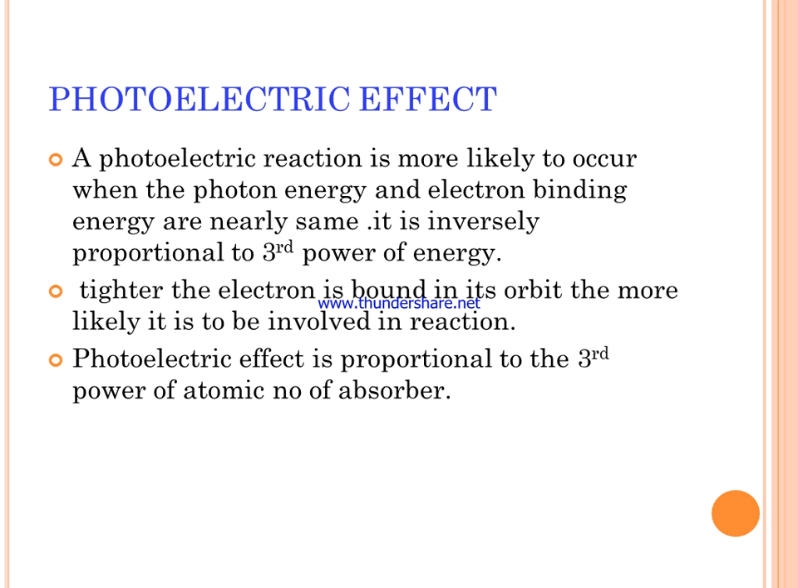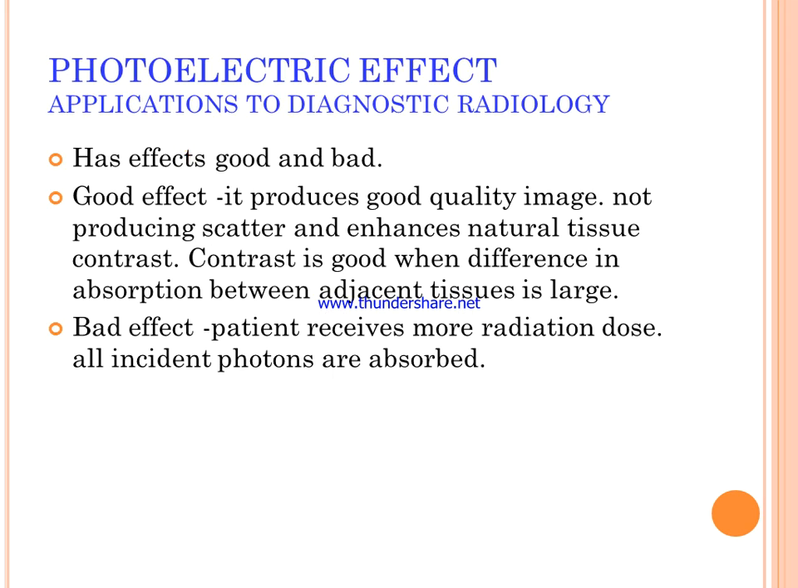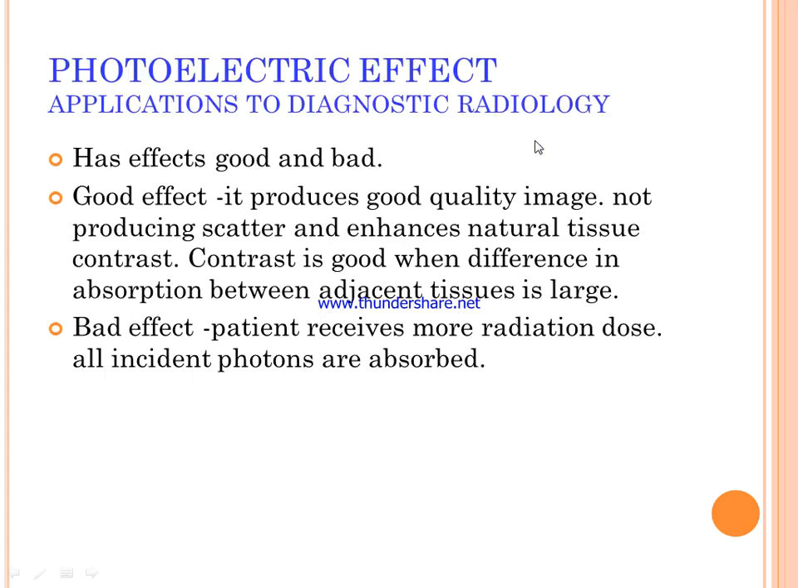The photoelectric reaction is more likely to occur when the photon energy and electron binding energy are nearly the same. It is inversely proportional to the third power of energy, and the tighter the electron is bound in its orbit, the more likely it is to be involved in the reaction. The photoelectric effect is proportional to the third power of the atomic number of the absorber. These images show the incoming photon transferring all its energy to the orbital electron and removing it from the atom, and this is the structure of an atom.